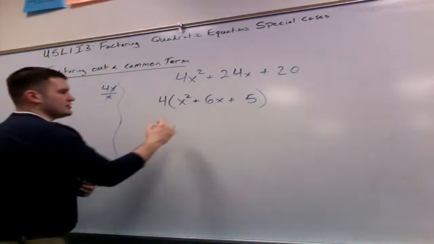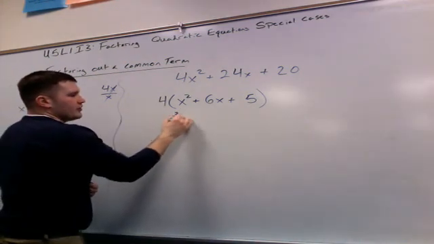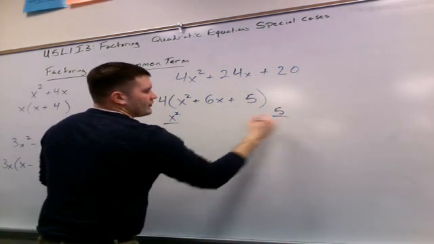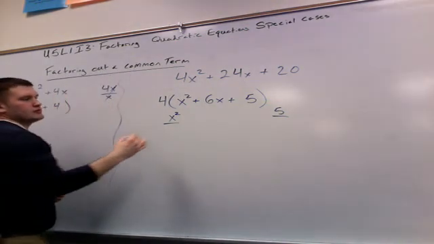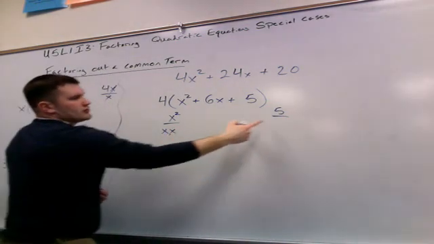Now if we factor this, you'll see it is a pretty easily factorable problem. So x squared and 5, what are the factors of x squared? X and x.